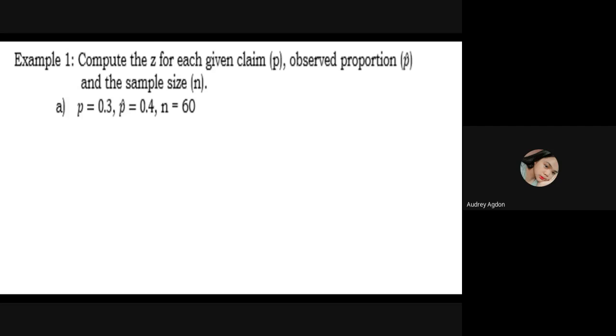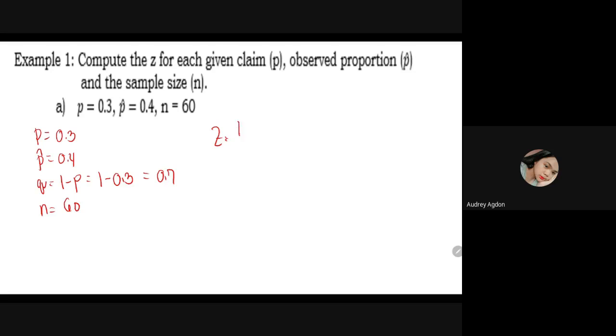Next, let us use the formula to compute the z for each given claim, the observed proportion, and the sample size. Our population proportion is 0.3. The sample proportion is 0.4. And our q, as we all know, is 1 minus p. Our p is 0.3, so 1 minus 0.3 will be 0.7. And the sample size is equal to 60.